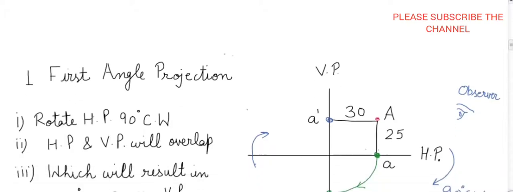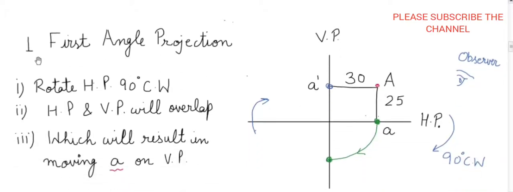So the first case is just like that. This is the first case in which the point lies over here. This red color denotes our point, which is lying 30 mm in front of VP and 25 mm above HP. This 25 mm above HP and this 30 mm in front of VP will define whether the point lies in the first quadrant or not. So here the observer is seeing this point from an infinite distance and the front view is projected on the vertical plane.